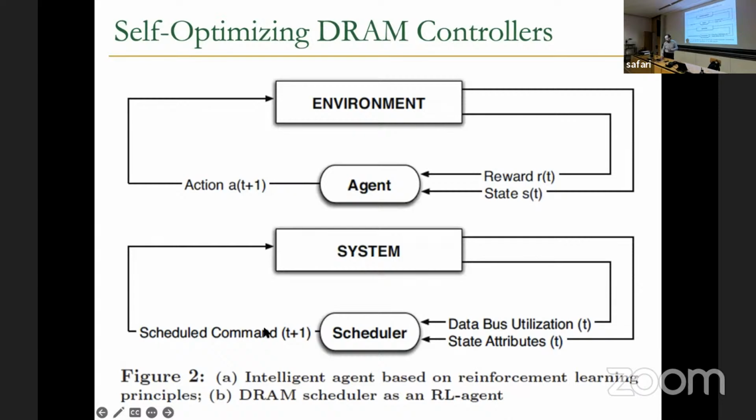So nothing changes over here. State is important. Basically, what kind of state attributes do you examine? What is the input to this mechanism? And reward is, of course, defined by the designer also.